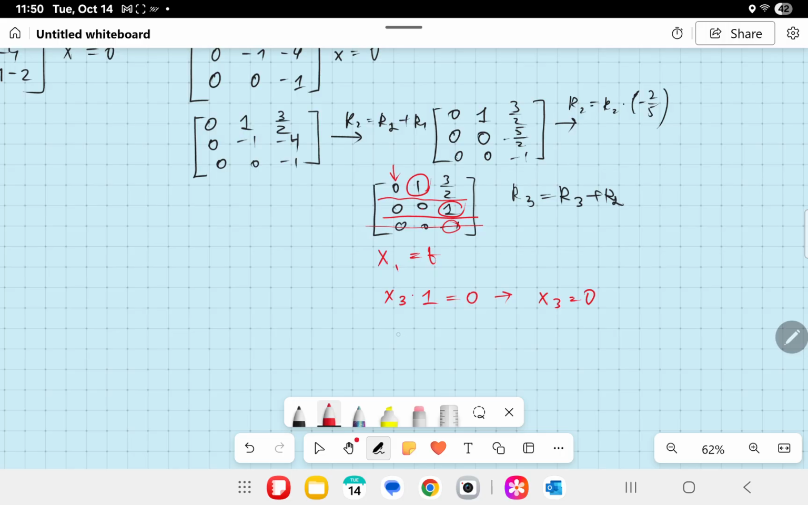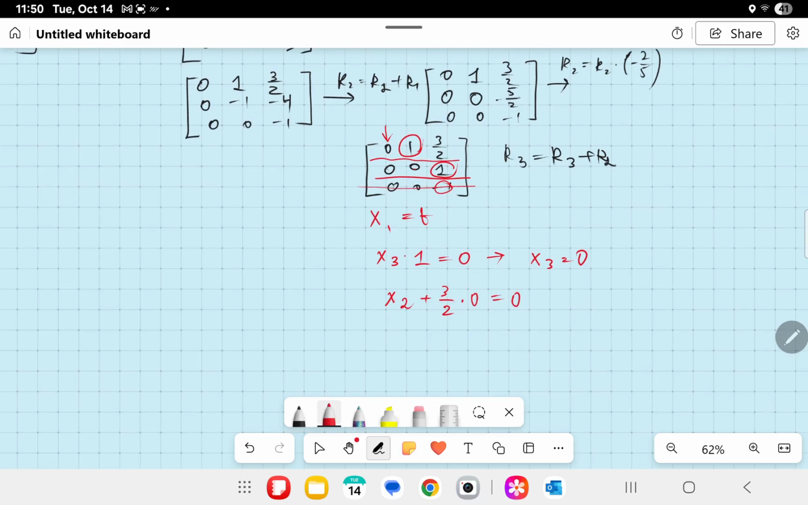So x2 plus 3/2 times 0 equals also 0. So what is going to be a solution for x2? Well, the only solution for x2 is going to be also 0, right? So what we have: x1 equals t, x2 equals 0, and x3 equals also 0.